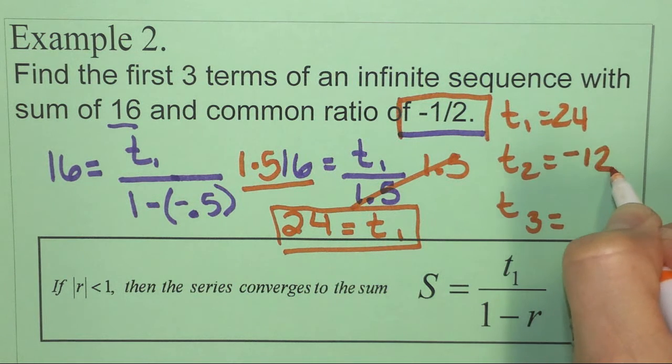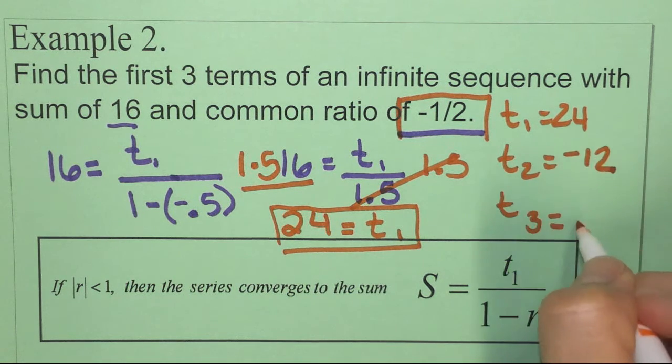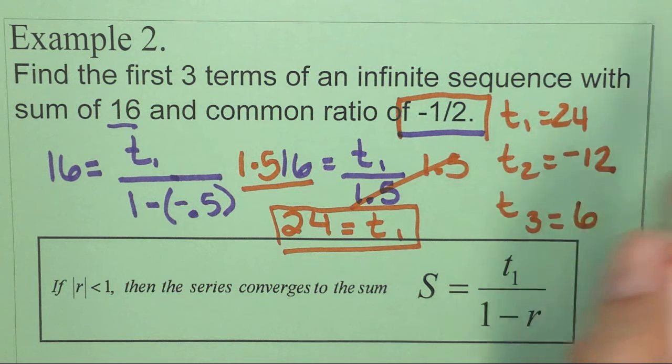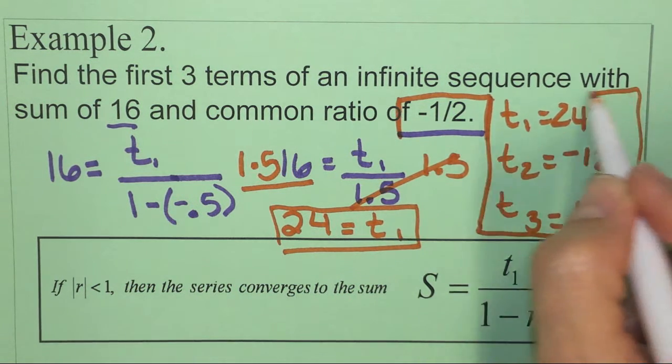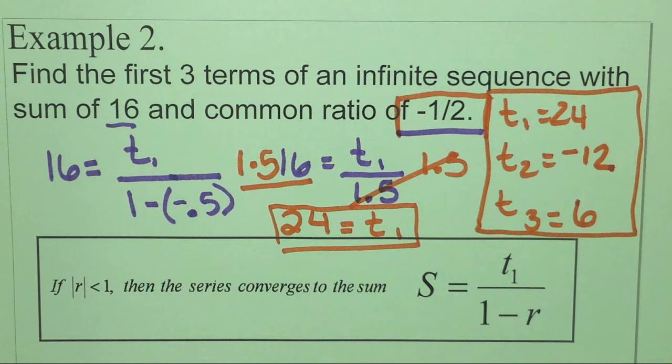Everybody agree negative 12? And then I have to go do it again. Negative 12 times negative 1/2, and we get what? 6. There's my first three terms. Done. So you just plug in what they give you, solve for what they don't. It's that easy. So we've solved for S, we've solved for T1. What do you think's next?